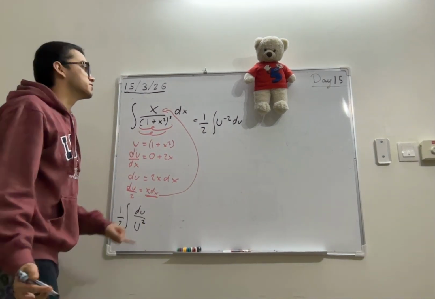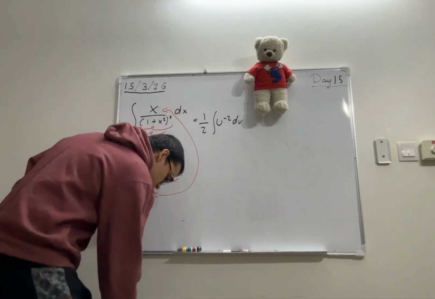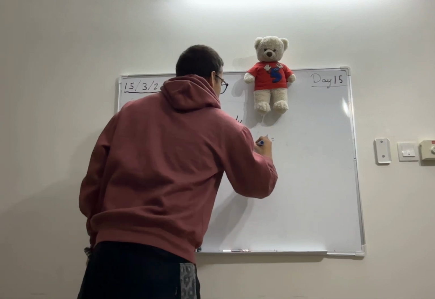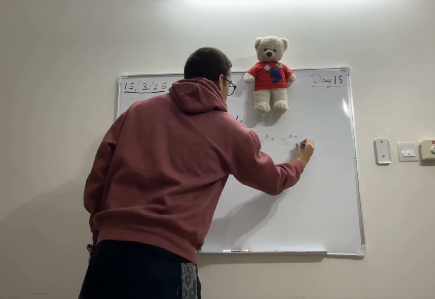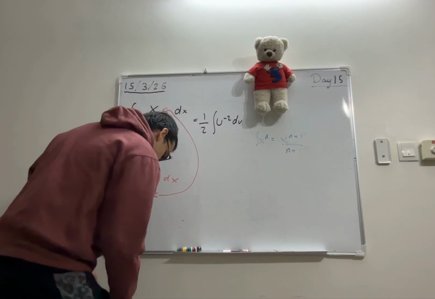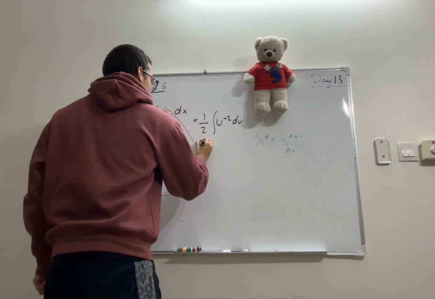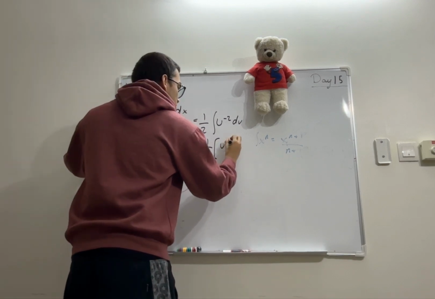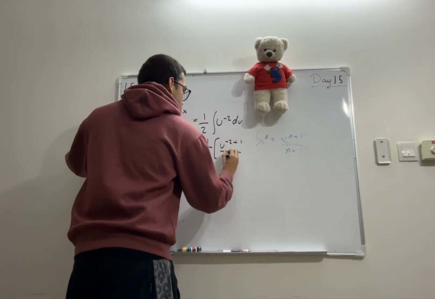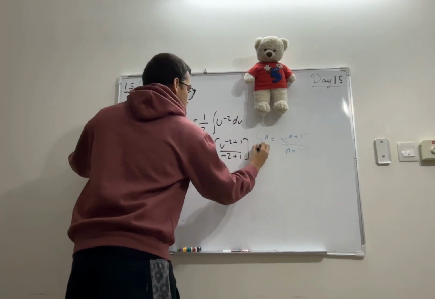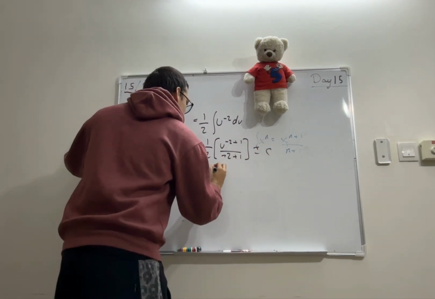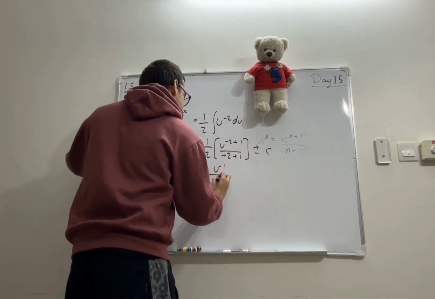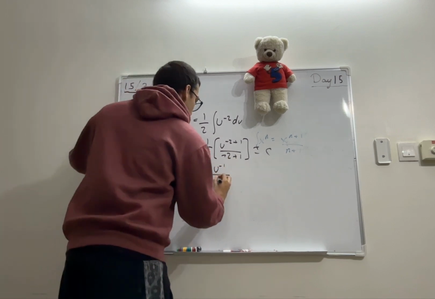That's the exponential properties. And then here you'd use the power rule again, which is x raised to the power n is equal to x raised to the power n plus 1 by n plus 1. So you get 1 by 2 multiplied by u raised to the power minus 2 plus 1 by minus 2 plus 1 plus or minus c, which just becomes u raised to the power minus 1 by minus 2 plus 1, minus 1 by minus 2.